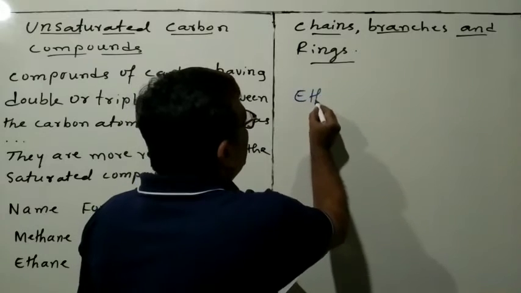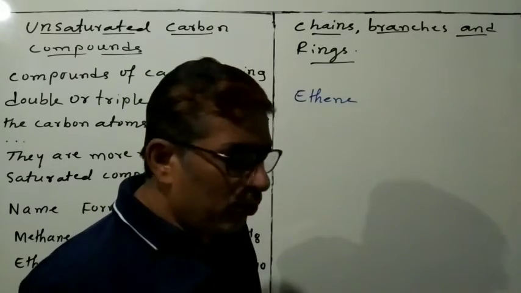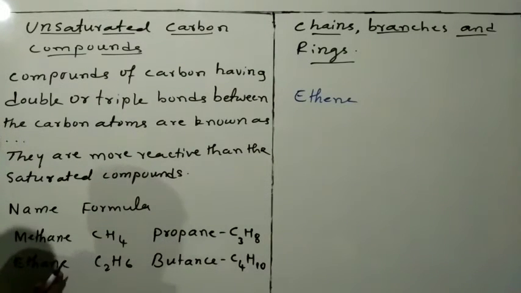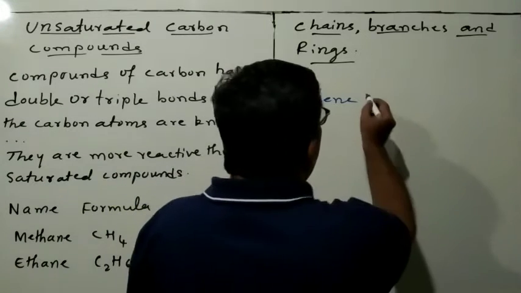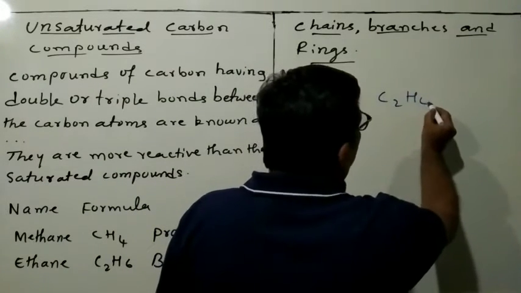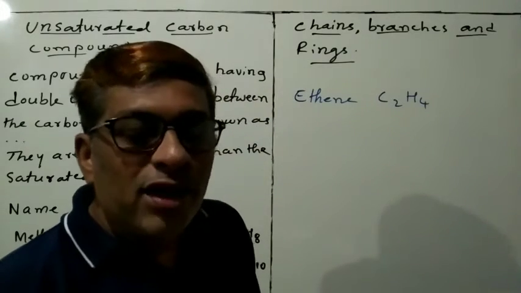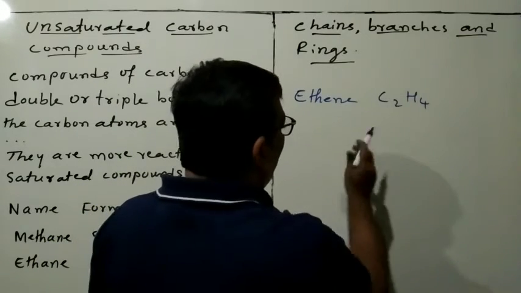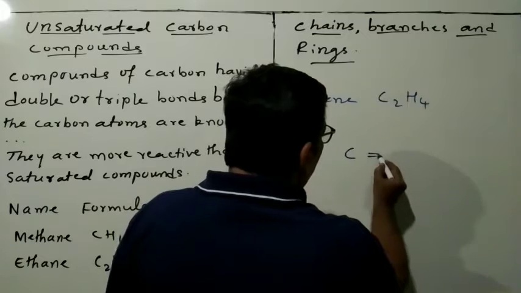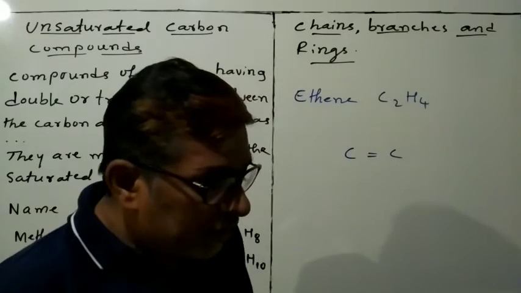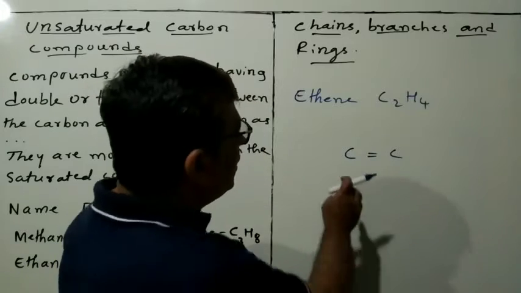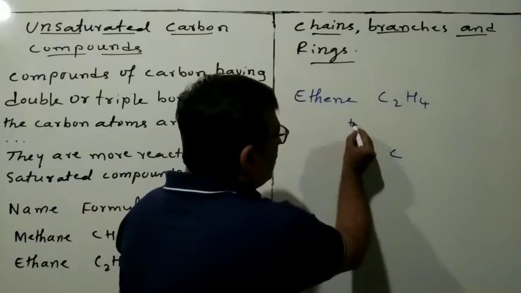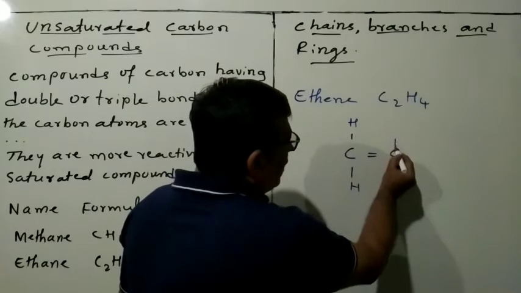You know that the molecular formula of ethene, with ENE, will be C2H4. I told you in the last video how to make the formula. Now we will see the structure. This is the double bond, so C double bond C. Now place that C here. This C has two hands, we will make one hand here and one hand here, and here and here also.